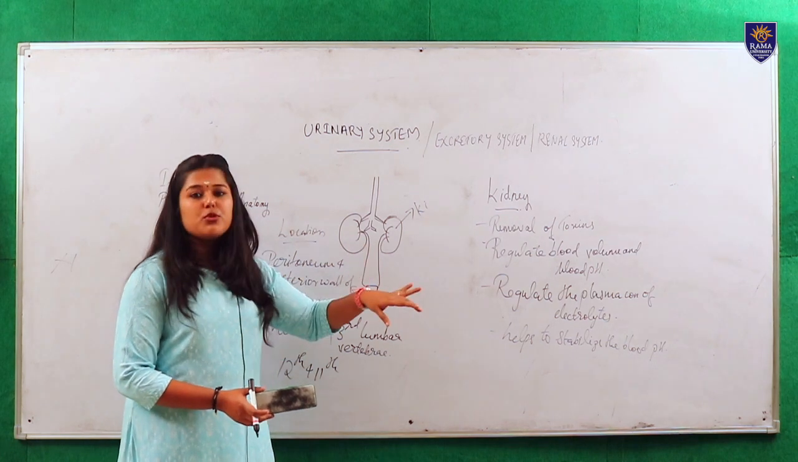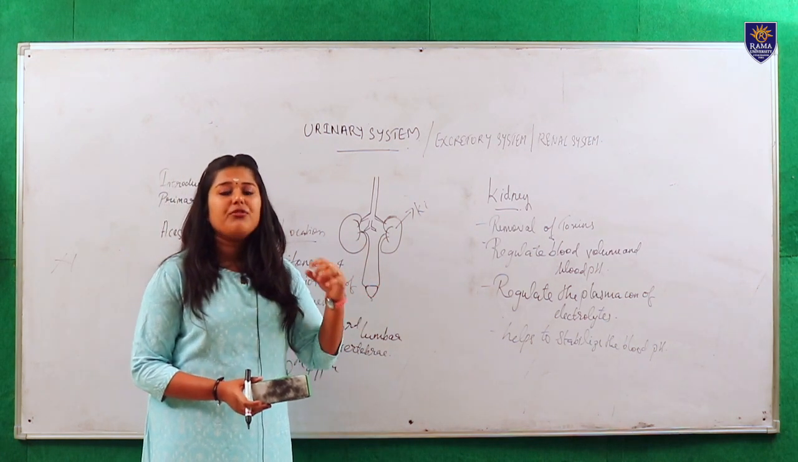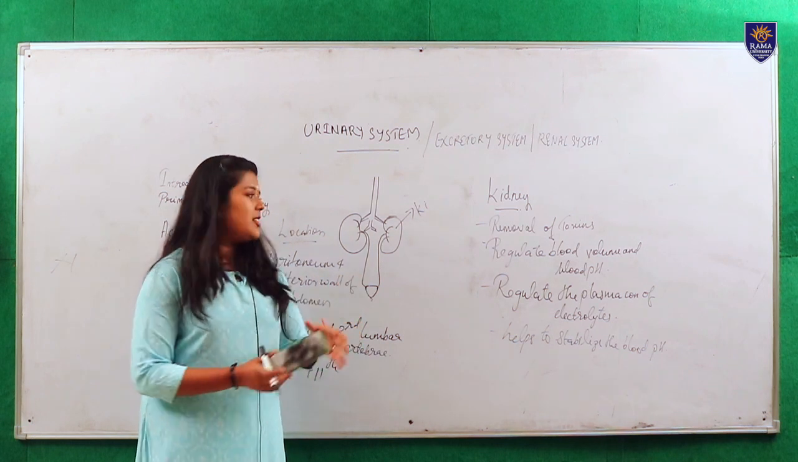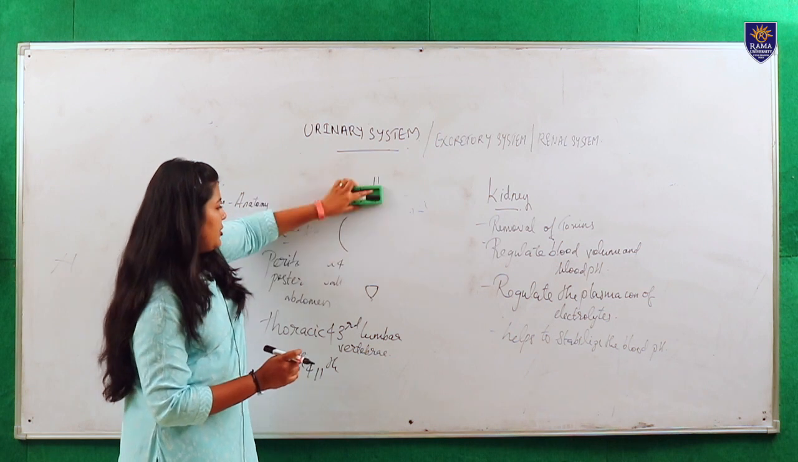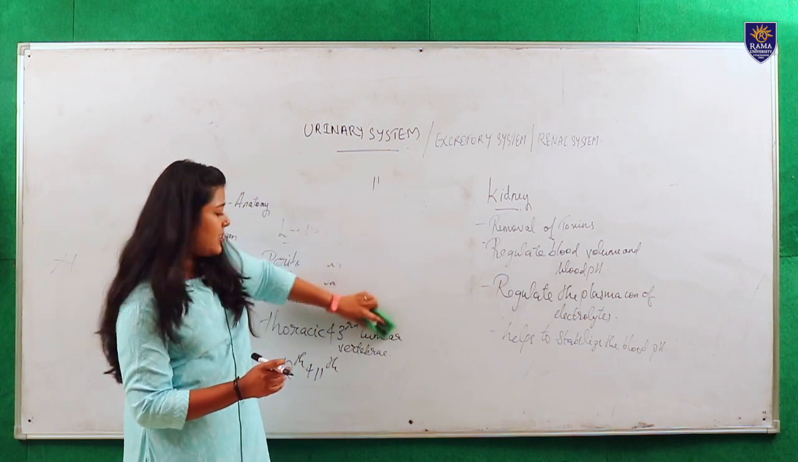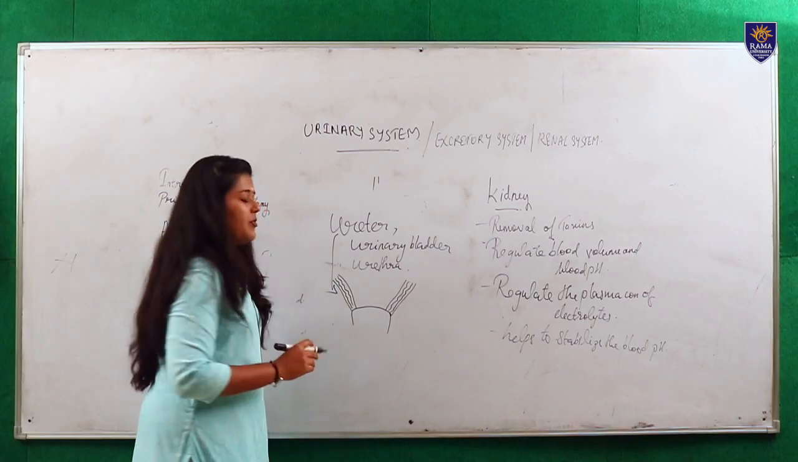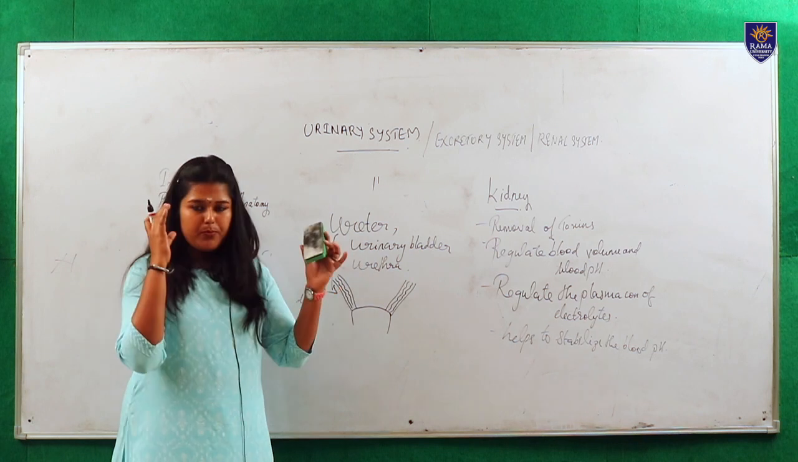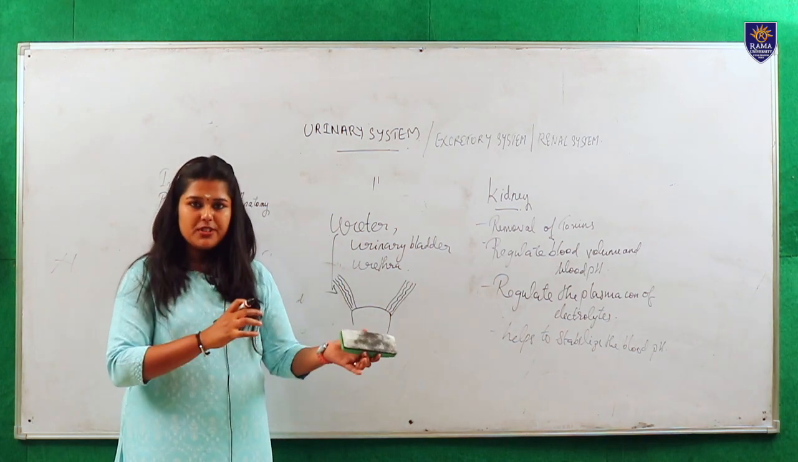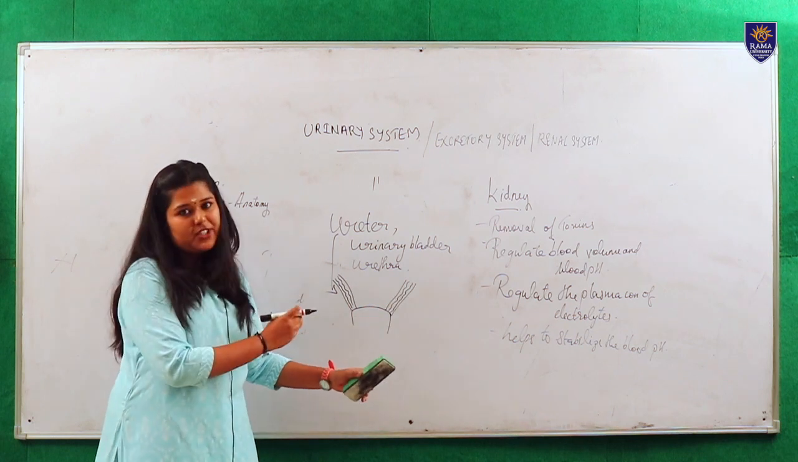Now we'll move to the accessory organs. What are the accessory organs of the urinary system? They are the urethra, urinary bladder and ureter. First, coming to the ureter: the urine that has been produced in the kidney will be transported via the ureter to the urinary bladder.